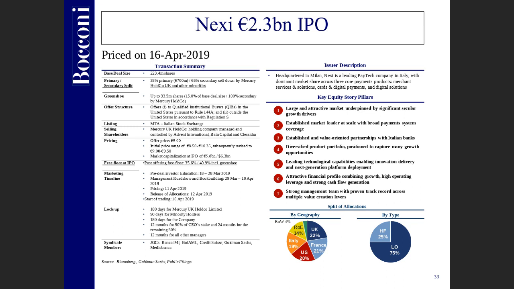It doesn't work for the primary shares. You need to execute the green shoe to stabilize the market only with secondary shares. So shares borrowed, in this case, by Mercury, by existing shareholders.